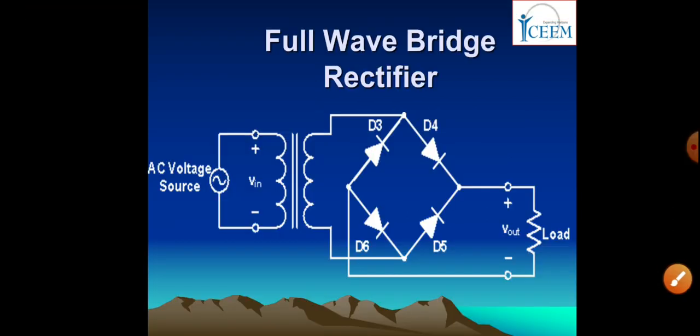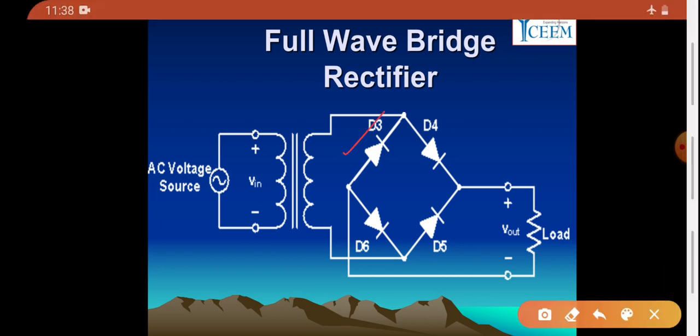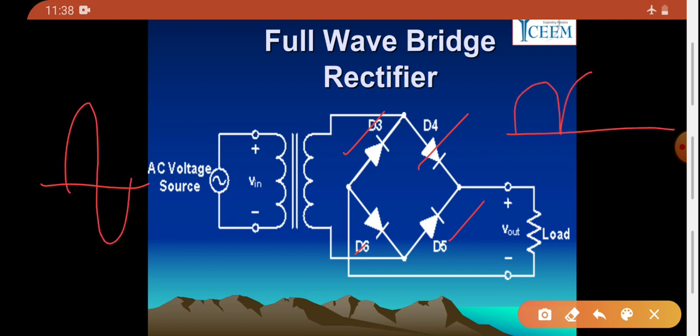Next one is the bridge rectifier. You can see there are four diodes, D3, D4, D5 and D6, or you can give any nomenclature like D1, D2. Here again the input signal is the same, a sine wave, and it is a full wave rectifier. Therefore you will get the same waveform as the full wave rectifier.